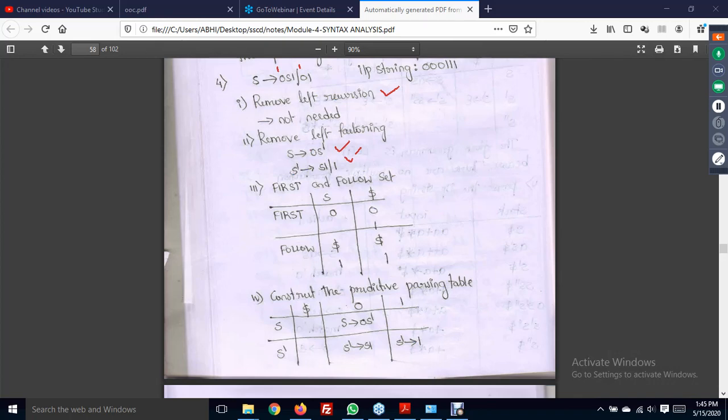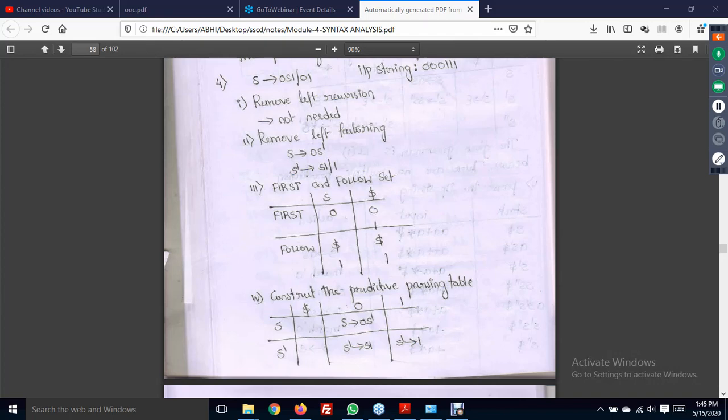First of S is 0, first of S dash is 0 and 1. Follow of S is dollar and 1. So what about follow of S dash? Follow of S dash is follow of S itself, so dollar and 1 is what is repeated again. Once you are done with this, prepare your parsing table. So $, 0, 1 are my terminals, and S and S dash are non-terminals.